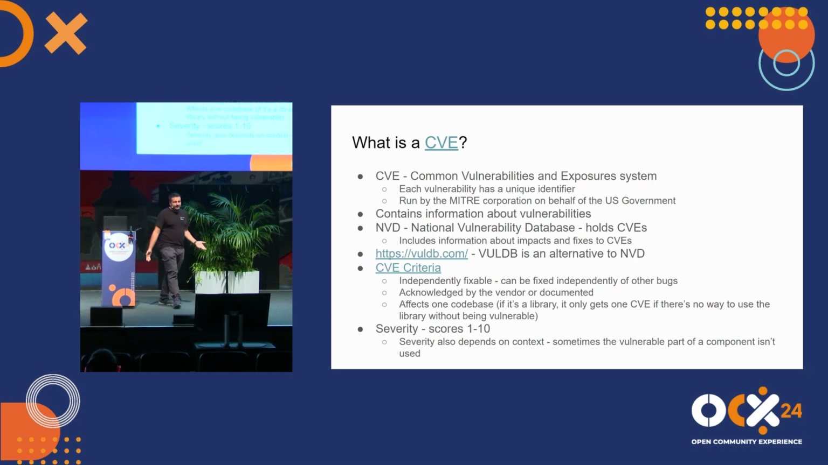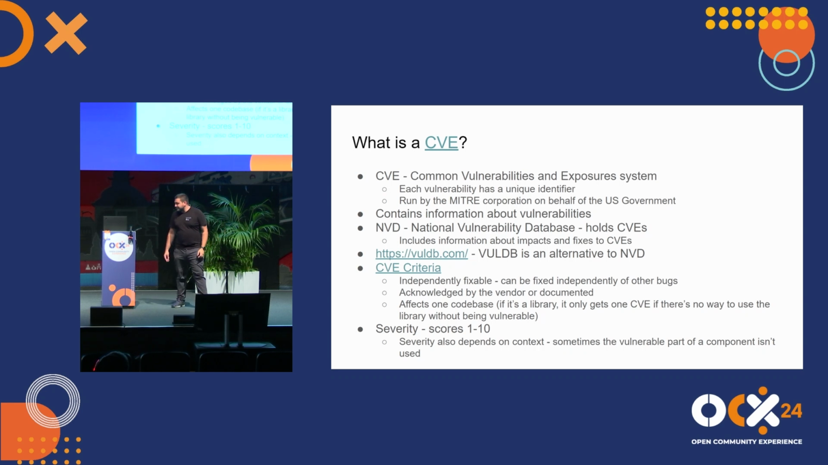So CVE, you probably have heard this term in this conference a ton of times already, but basically it stands for Common Vulnerabilities and Exposures. It's basically the way that the US government is cataloging the vulnerabilities in software. It's run by the MITRE Corporation on behalf of the US government, and basically each vulnerability has a unique identifier. And they've got this thing called the National Vulnerabilities Database, which contains information about vulnerabilities. It contains information about the impact, like what components are affected, what the severity is, how to fix them. There's an open source alternative, VulDB.